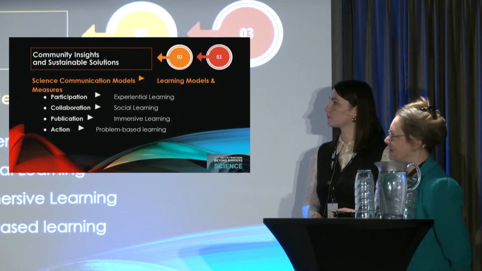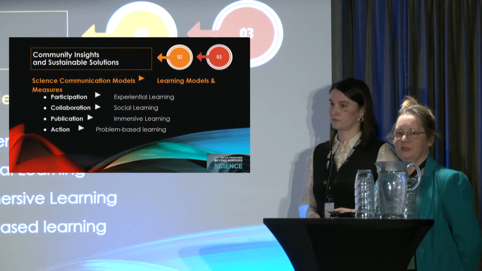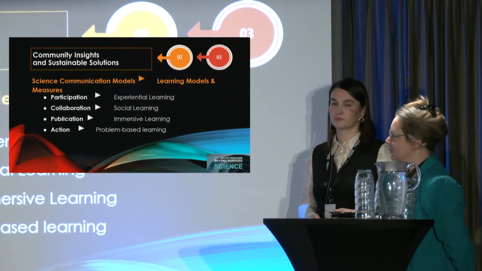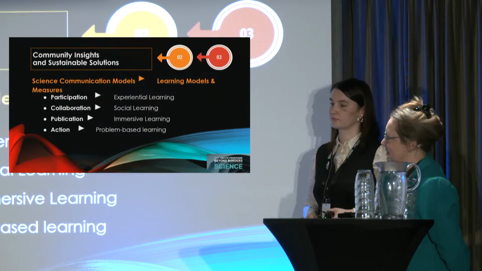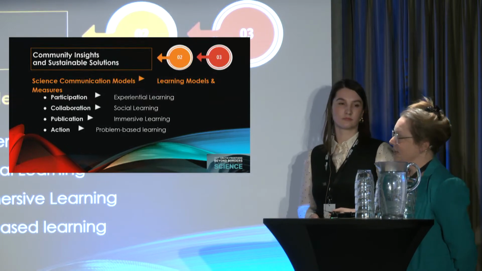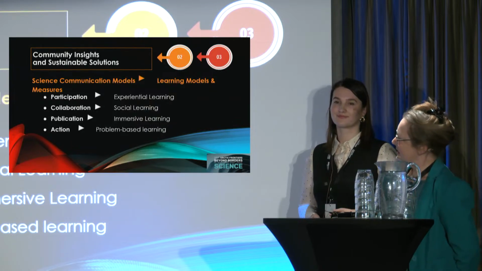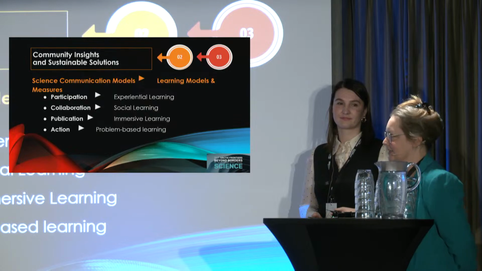This is where the education bit comes in. On the left, the typical science communication models that are explored in research projects map quite nicely onto learning methodologies, and I know that all of those are measurable. So I'm going to be working with these sorts of models and thinking about how we evaluate the success of the project.